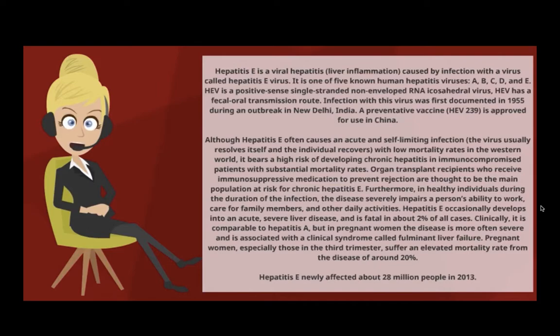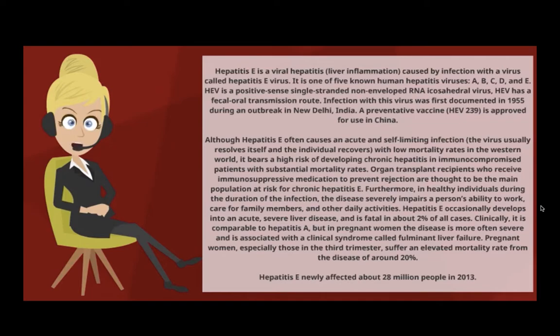Organ transplant recipients who receive immunosuppressive medication to prevent rejection are thought to be the main population at risk for chronic hepatitis E. Furthermore, in healthy individuals during the duration of the infection, the disease severely impairs a person's ability to work, care for family members, and other daily activities. Hepatitis E occasionally develops into an acute, severe liver disease, and is fatal in about 2% of all cases.